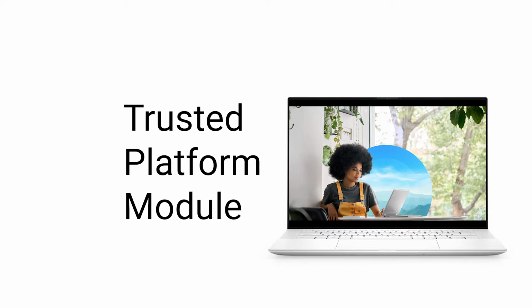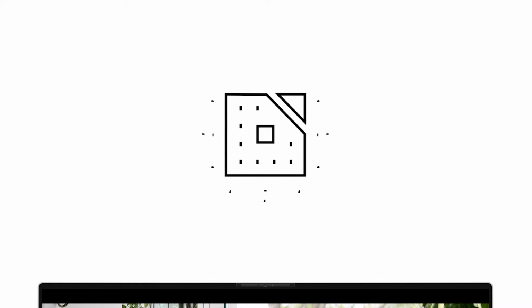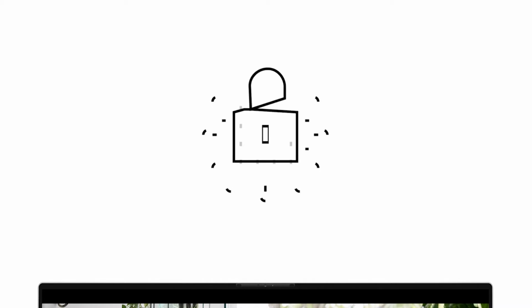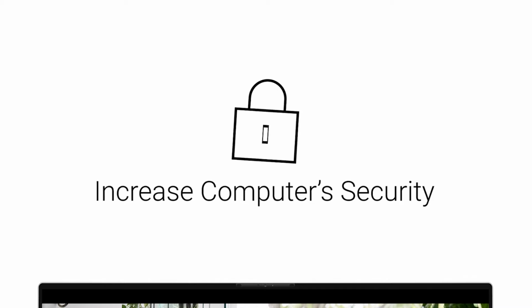In this video, we'll explain what the Trusted Platform Module is and how to check it on your PC. The Trusted Platform Module, TPM, is security technology embedded in your system's hardware. Many features use it to increase the computer's security against software vulnerabilities.